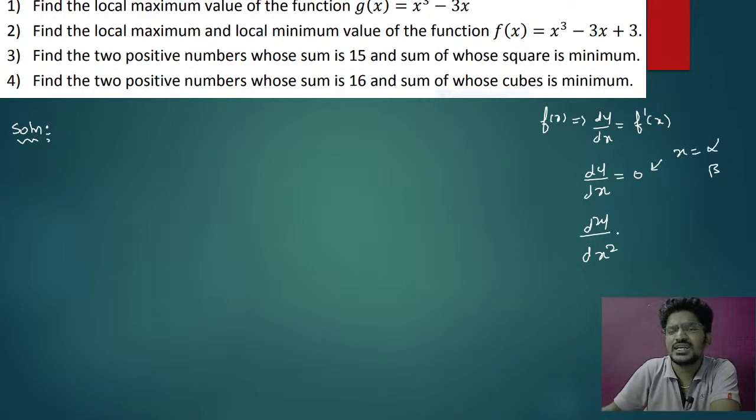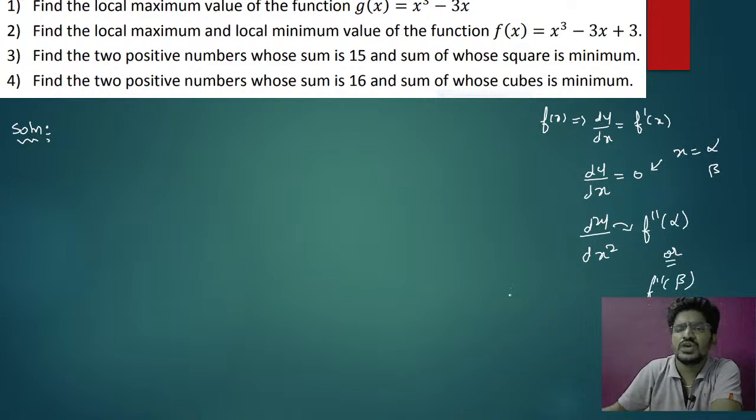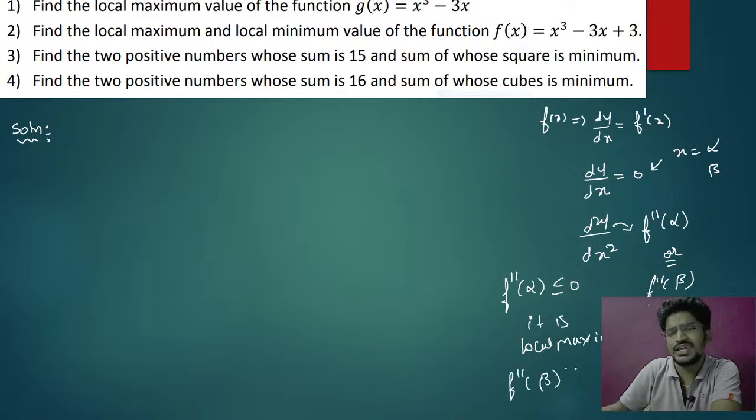So now you will get d square y by dx square. In this you have to calculate f double dash of alpha or f double dash of beta. So if f double dash of alpha is lesser than or equal to 0, it is local maximum. And if f double dash of beta is greater than or equal to 0, then it is local minimum. So this is what you have to solve.